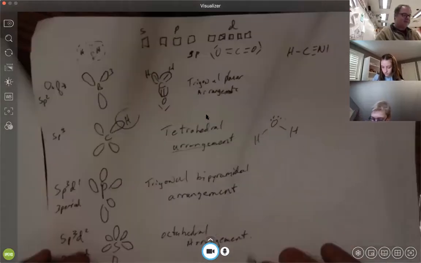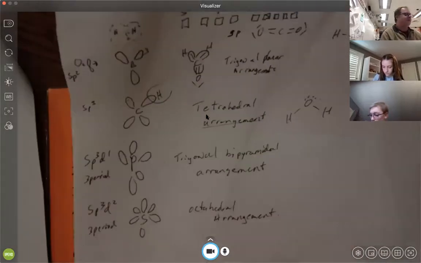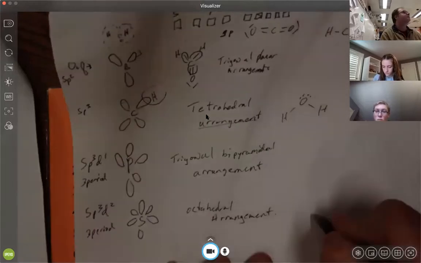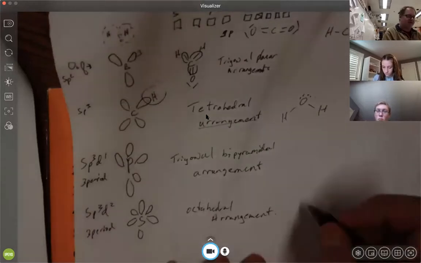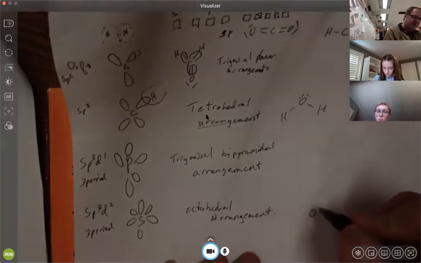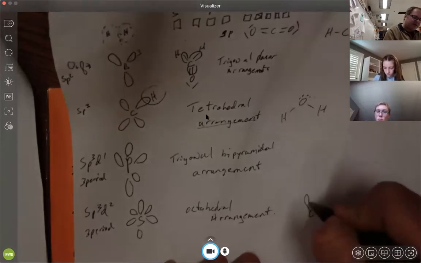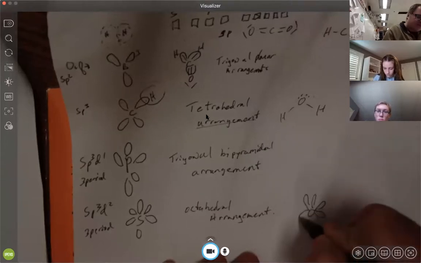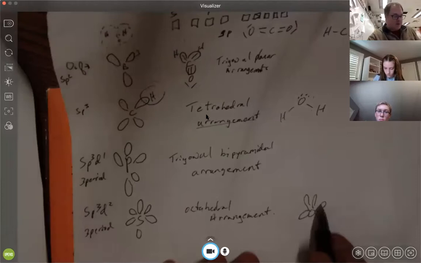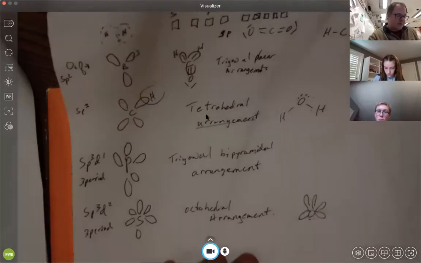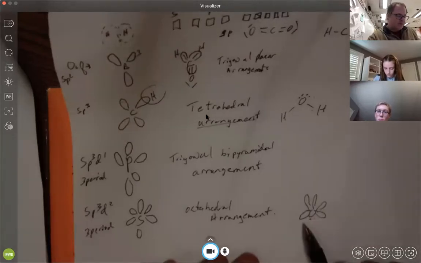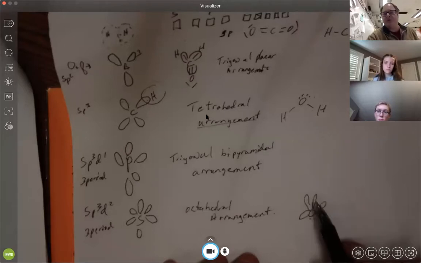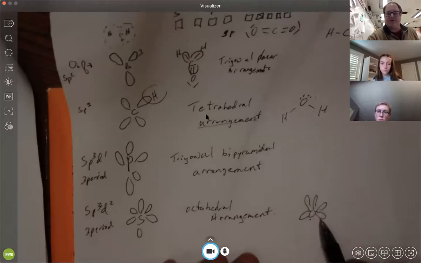Keep in mind that this also could be something square pyramidal, right? You have the thing on top and then this. So there are your atoms, and then you have a lone pair on bottom. As long as you count S, P1, P2, P3, D1, D2, as long as you count them, you should be able to identify all of these.